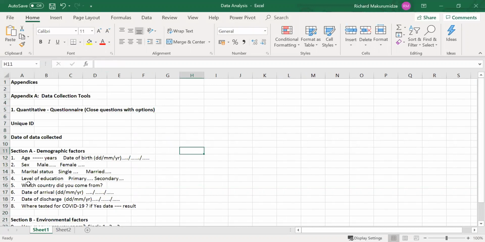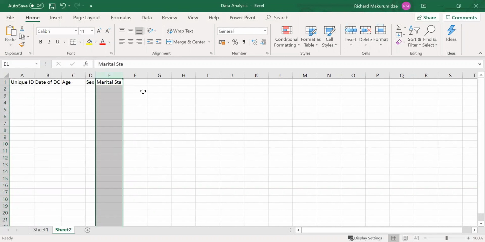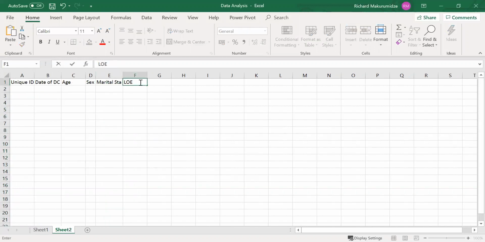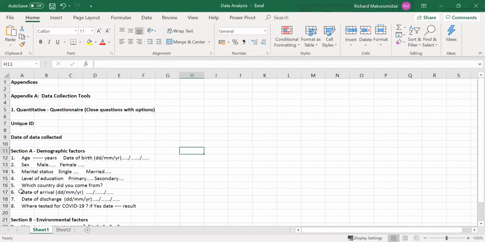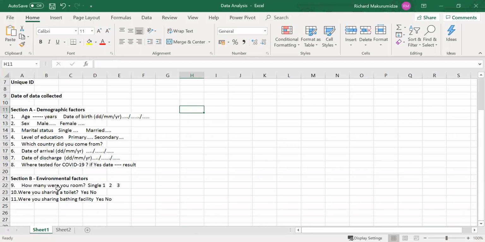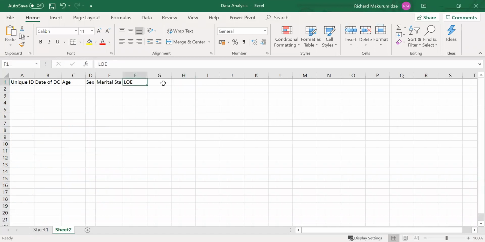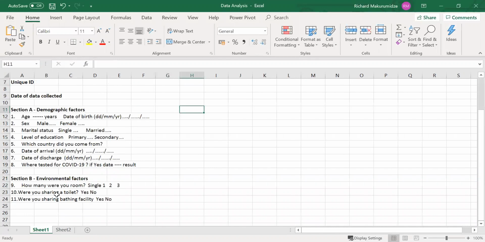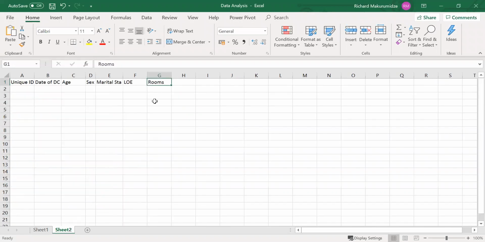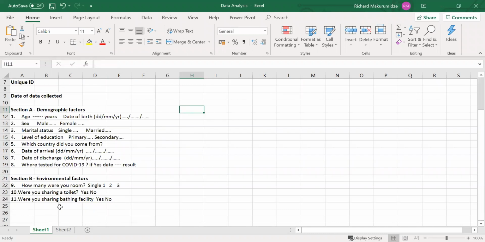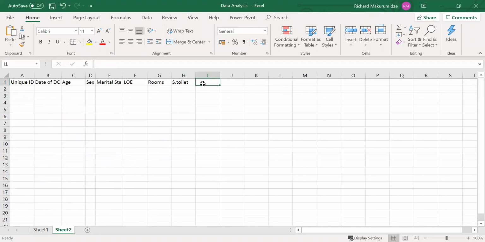Then we go again to the next question, level of education. We are creating a database on the level of education. Then I'll leave some of the things. Then number of rooms, and I will not put all the questions. So rooms. Then what else is here? Sharing toilets. I also put sharing toilets. Yes, I know which is the sharing toilet. Then the next question is sharing bathing facility. So I say sharing bathing.